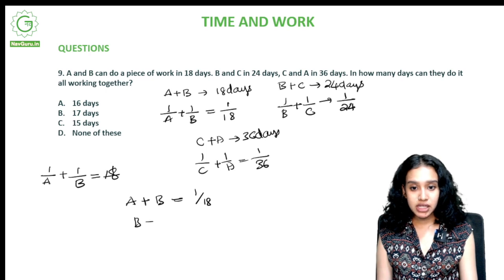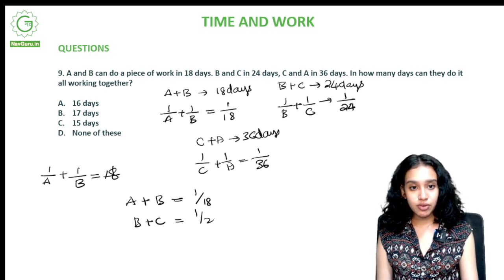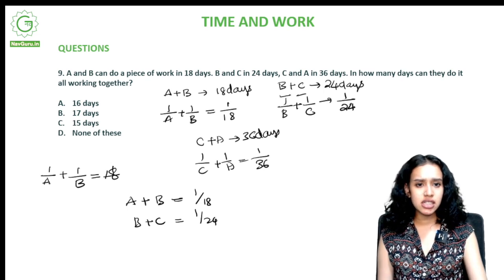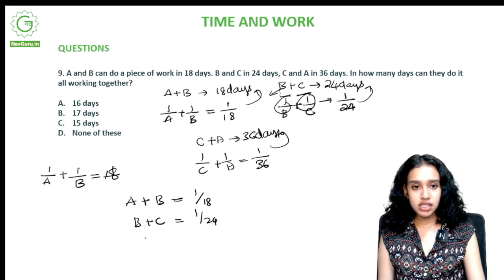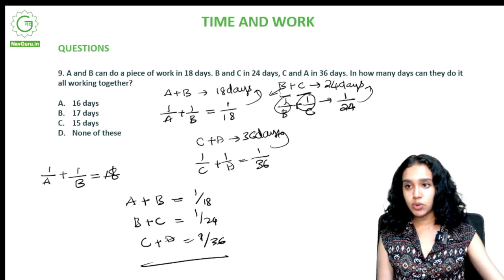Now B plus C is equal to 1 by 24. Why? Because this is the amount of work done and this is the number of days, so this would be the opposite, right? And C and A do this in 1 by 36. This is the amount of work done. So let's add all these equations.